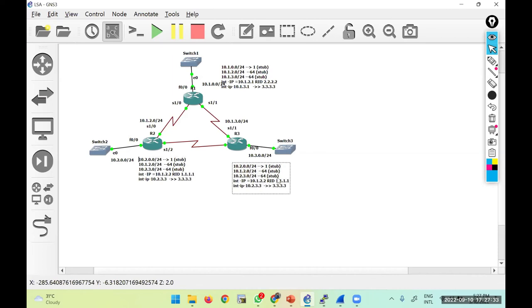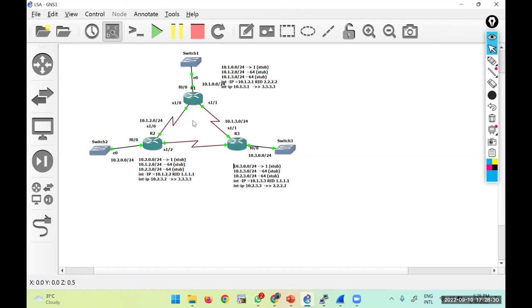And also how will it look in R3, same things you will find, we'll check that. So 10.3.0.0/24, the cost will be 1, and 10.1.3.0/24, the cost will be 64 as the link is serial, and 10.2.3.0/24, it will be 64 as the link is serial, and the interface IP that is connected to the neighbor is 10.1.3.3, router ID 1.1.1.1, and the 10.2.3.3 will be 2.2.2.2. Here the interface IP will actually be 2.